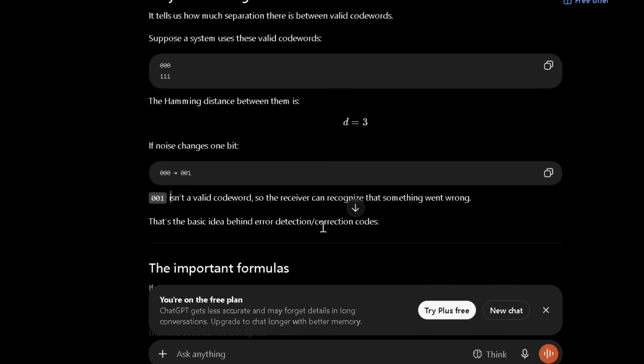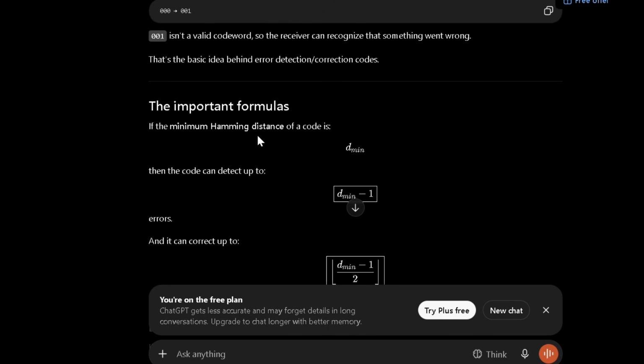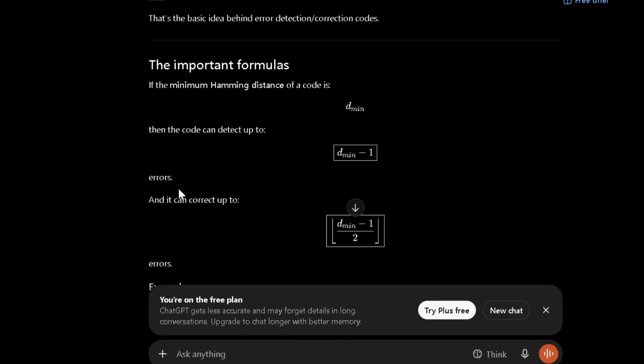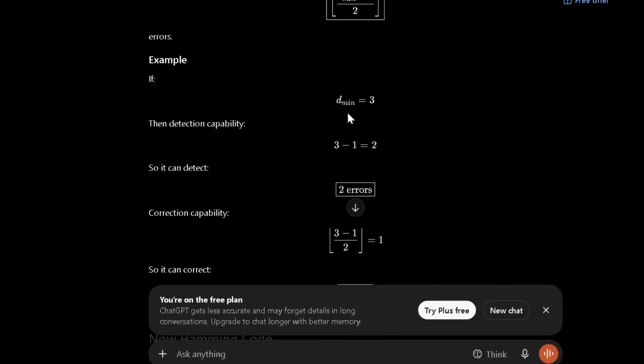The important formula: if the minimum Hamming distance of a code is dmin, then the code can detect up to dmin minus 1 errors, and it can correct up to (dmin minus 1) divided by 2 errors. Example, dmin equals 3, then detection capability is 3 minus 1 equals 2. It can detect 2 errors. Correction capability is (3 minus 1) divided by 2, it can correct one error.